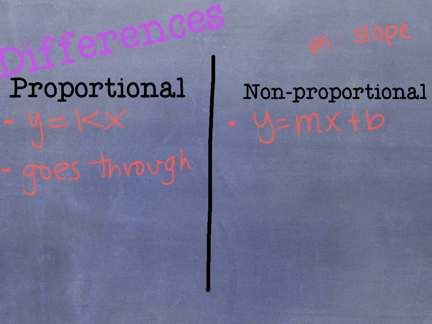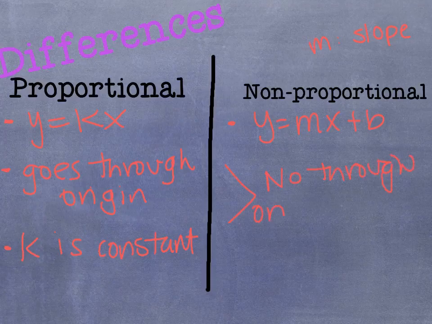Okay? So proportional, non-proportional. Proportional goes to the origin. Non does not. Proportional, k is constant. Non is not. Now, are they both lines? That's what you need to think about. Did both of my graphs on the last page have a line? Yes, they did. So they are both linear equations.